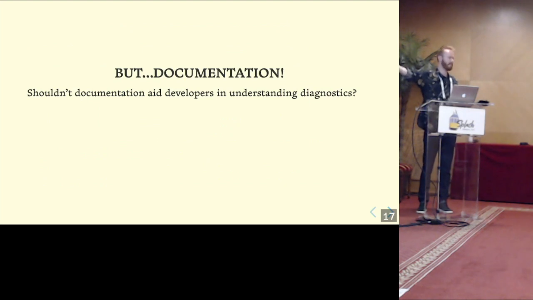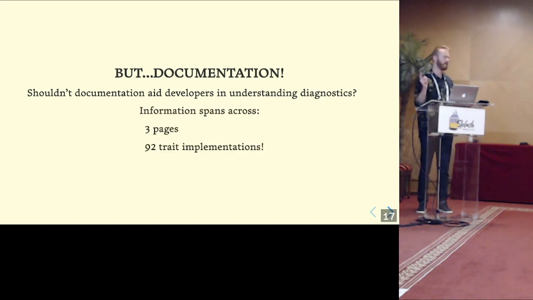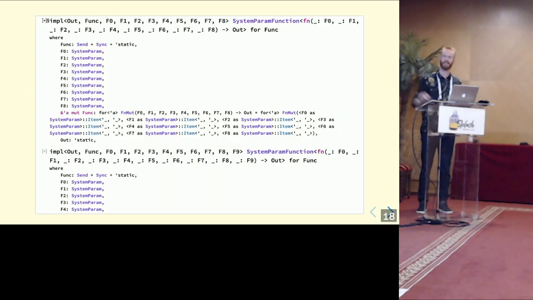The first thing is documentation, right? We provide developers documentation. They should read it to understand our libraries and how to use them. But for this specific error, the information spans across 3 pages, and there are 92 trait implementations on those pages. Trait implementations that look like this. This is 1 1/4, and there's 92 of them. But in the error that we create, there's only about 6 relevant of these implementations. So the developer now needs to sift through all of this information and try and find what is really relevant to the core cause. And unfortunately, the compiler wasn't providing that information.